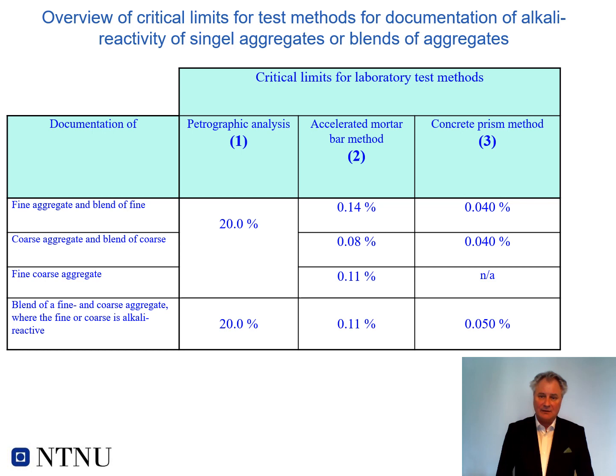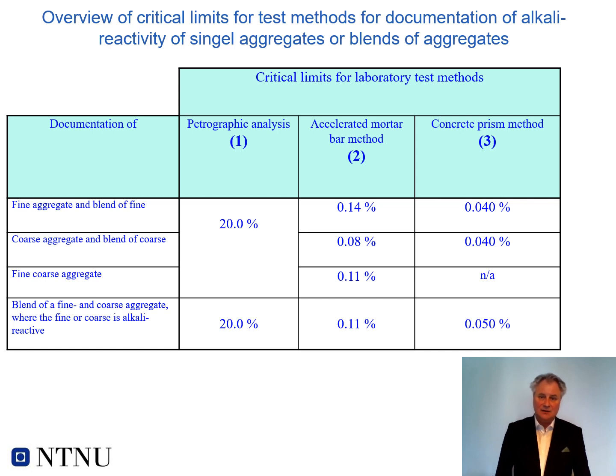In Norway we are following the same three-step procedure as in RILEM, starting with a petrographic analysis. So we have this general limit of 20% of reactive rock types. If it's below that 20%, everything is fine. However, if it is more than 20%, you should regard your aggregate as reactive and you need to take some precaution. Then you have the accelerated mortar bar method testing the aggregates.